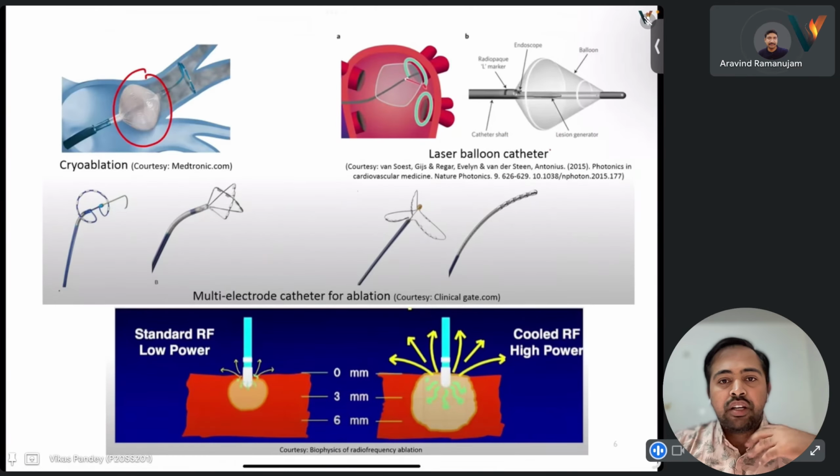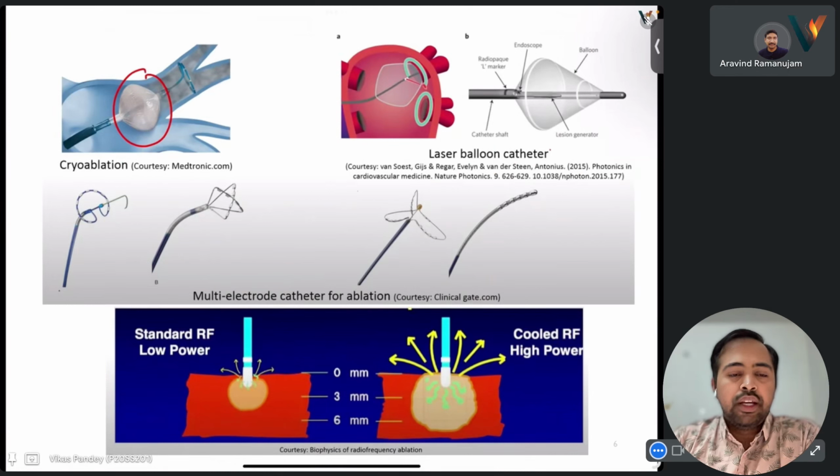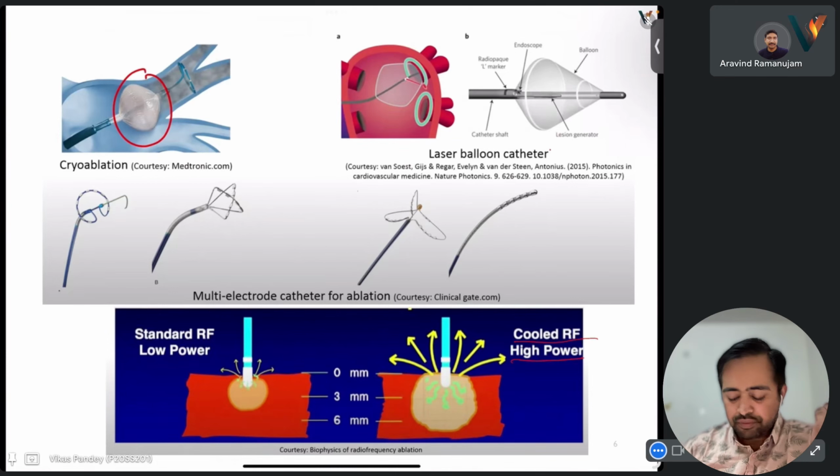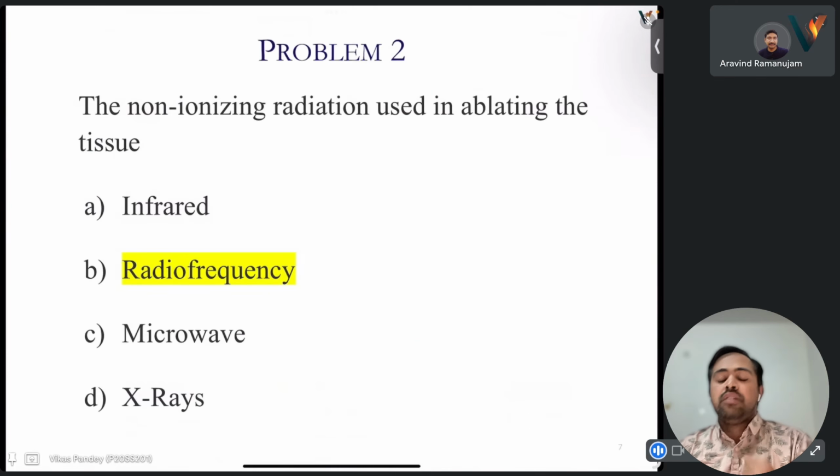We have seen that there are different ways: cryoablation, laser balloon catheter. And then we have standard RF low power and cooled RF high power. Why cooled RF high power? Because when we cool, we can go for higher power, whereas for standard RF we can go for low power only. So the answer is radio frequency.